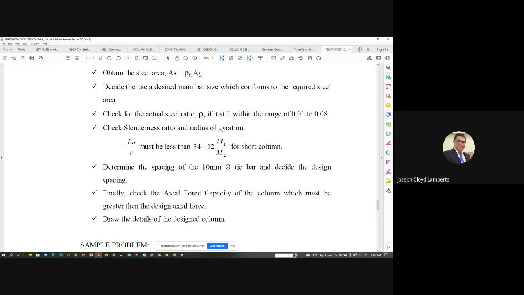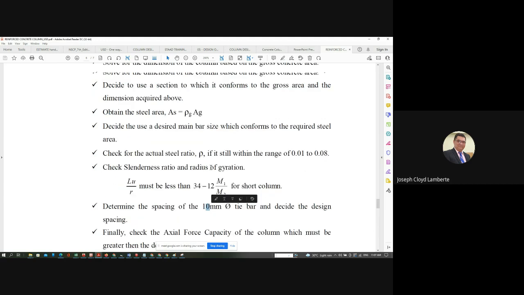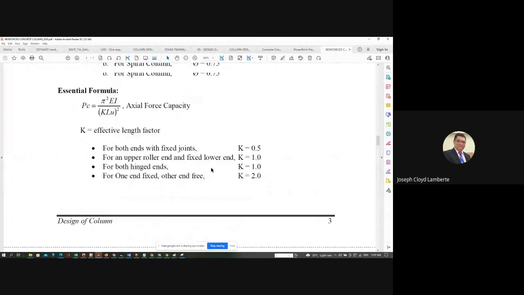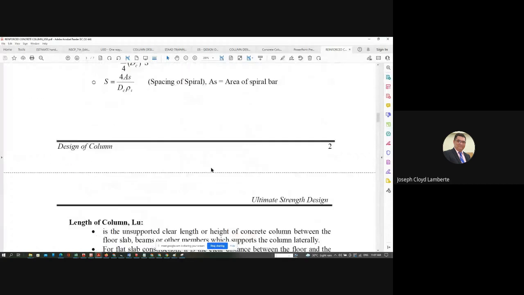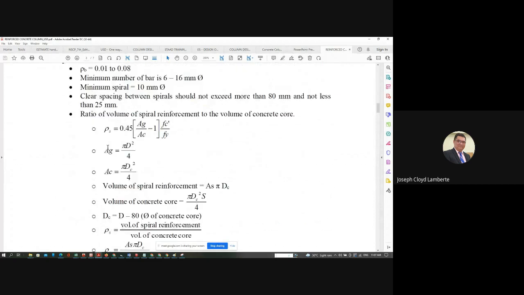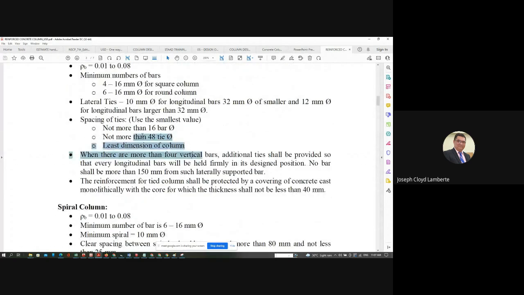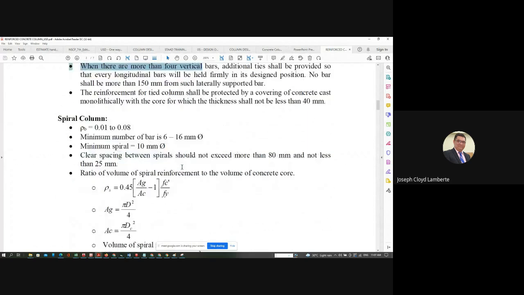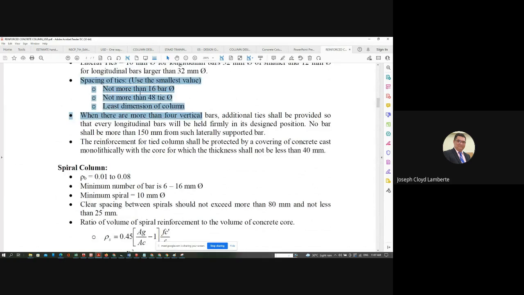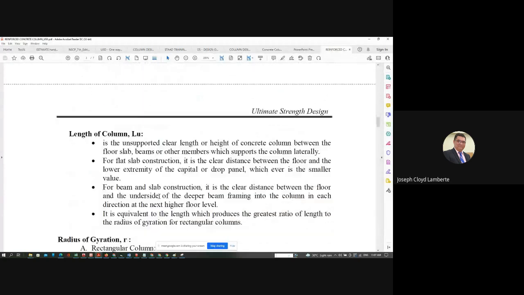Next is to determine the spacing of the 10 mm ties and decide the design spacing. So unsa may basihan nato ani? Of course, katong kanina, no? Ara to. Kani siya ang spacing kung sa spiral. Kani siya for rectangular and square. Okay, ano siya, no?